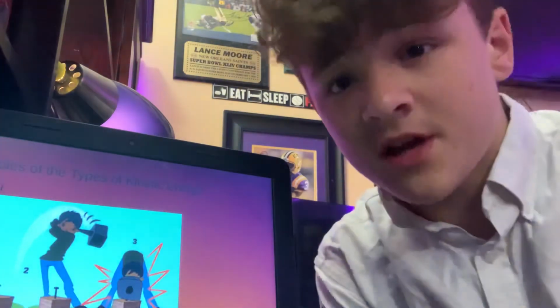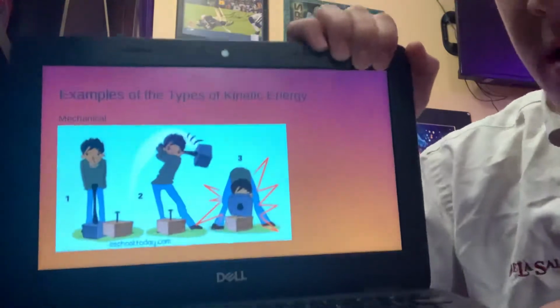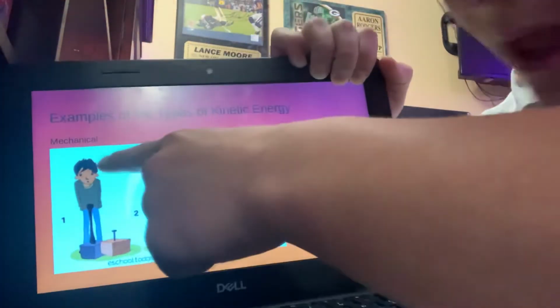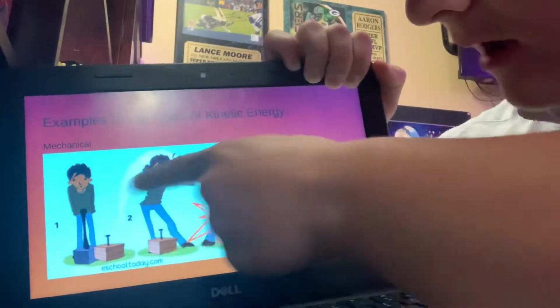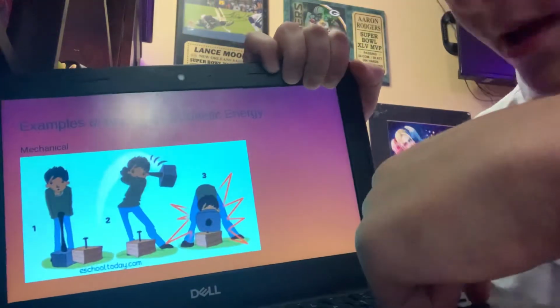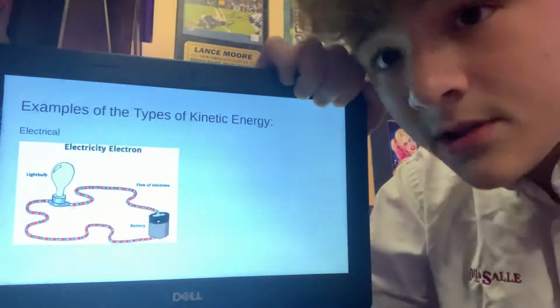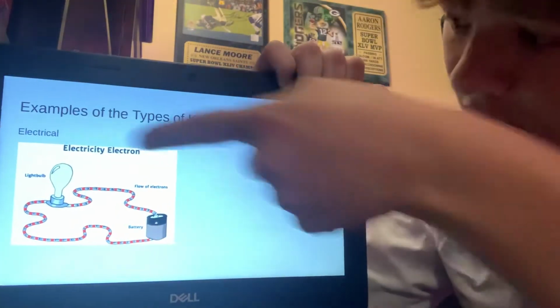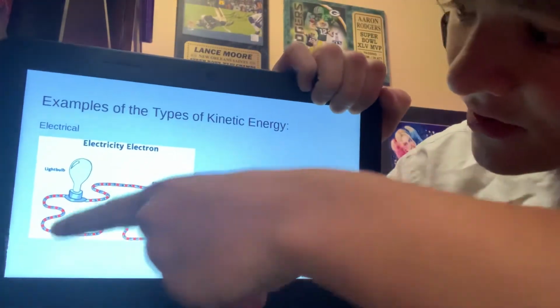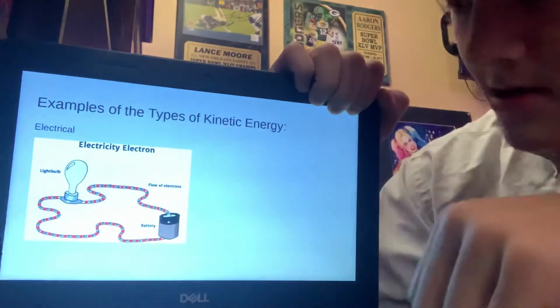And here are some examples of kinetic energy. So here you have mechanical, which would be the obvious one, of them swinging and hitting, which would be mechanical energy. Here you have electrical, another type of kinetic energy, where you can see the flow of electrons from the light bulb to the battery, which powers the light bulb.